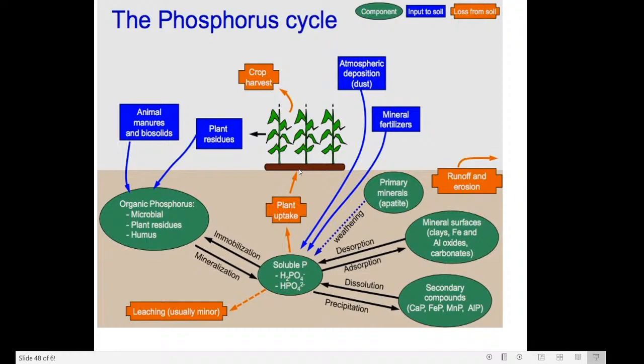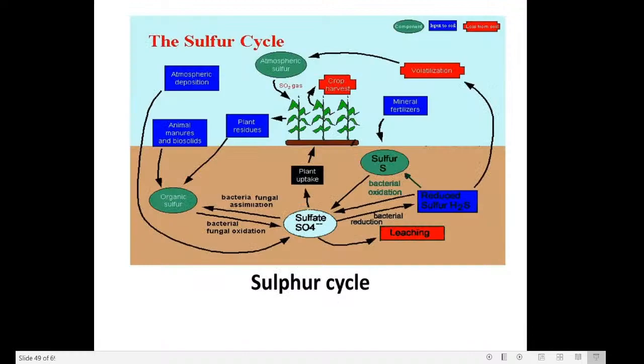In that cell, then another concept is the sulfur cycle. The sulfur is also produced in an organic manner. And in nature, the sulfur comes from bacterial oxidation and bacterial reduction. Then the leaching process. These three things produce sulfate. The sulfate is taken up by the plant, which produces sulfur. That sulfur gas is also absorbed by the environment.